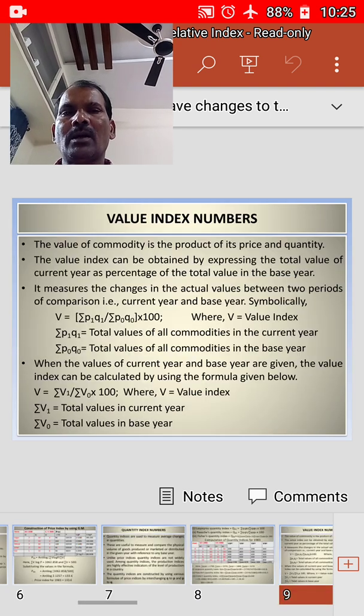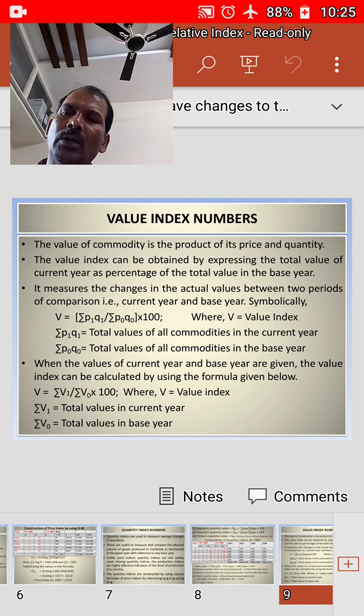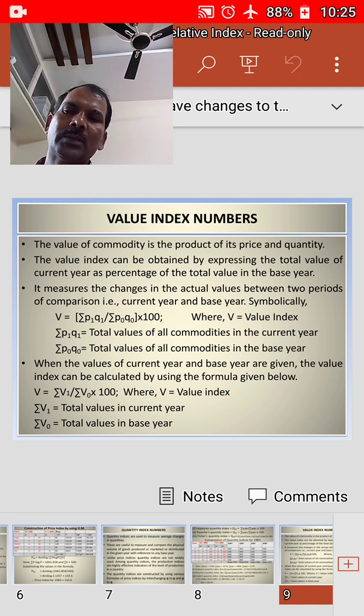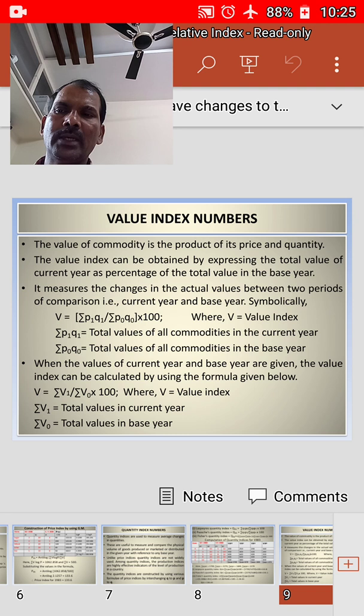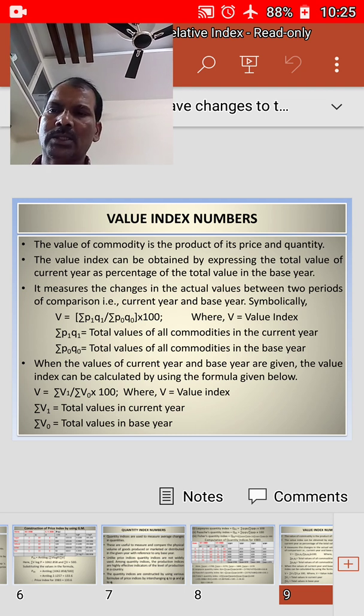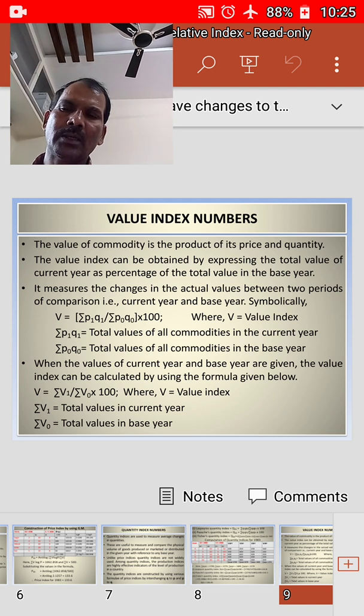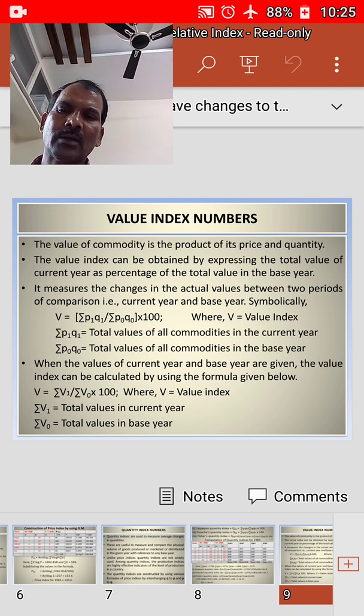Now we'll go for value index numbers. The value of a commodity is the product of its price and quantity. The value index can be obtained by expressing the total value of the current year as a percentage of the total value in the base year. It measures the changes in the actual value between two periods of comparison, that is current year and base year. Symbolically, V is equal to sigma P1 Q1 by sigma P0 Q0 into 100.